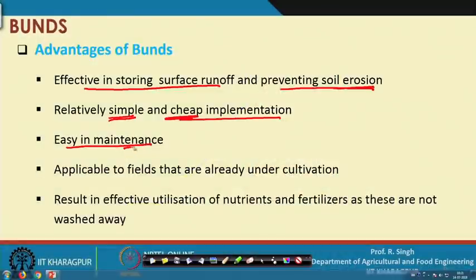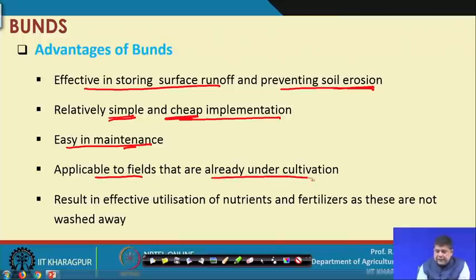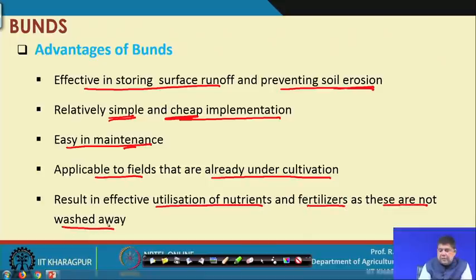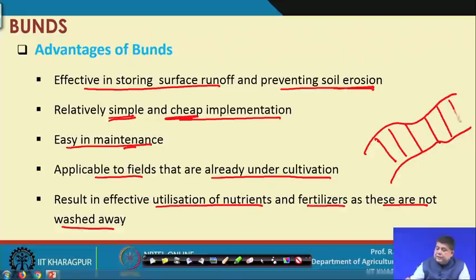So, the maintenance is very easy, and they are applicable to fields that are already under cultivation. Basically they are used also for cultivable lands, and they can be adopted in areas which are under cultivation, and it results in effective utilization of nutrients and fertilizers, as these are not washed away. We have already seen that when bunds are constructed, whatever rainfall occurs gets stored in this area, and this very area will be used for cultivation also.